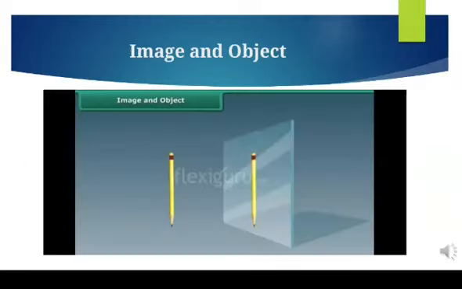Look at the image that is present on your slide. Consider that you have taken a pencil and a mirror. Just keep the mirror and put the pencil in front of the mirror. The pencil itself is called the object, and the image which is inside the mirror is the image itself.